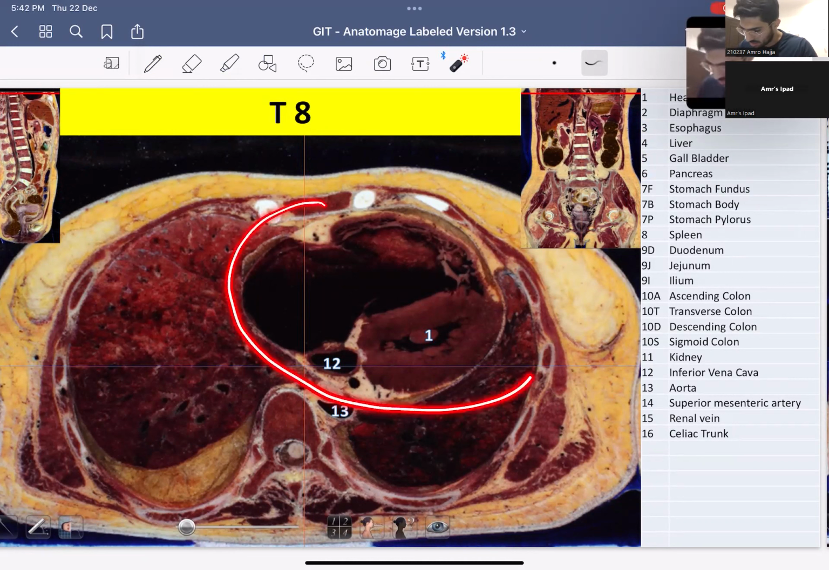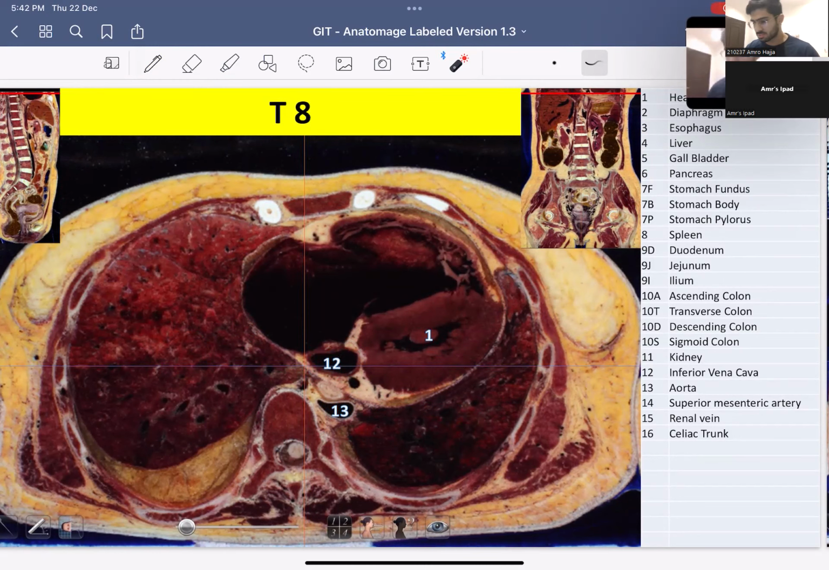This is basically the heart. Okay, so how to know that this is T8? We just see the lungs. Here we have the lung, and this is probably the lung, and here we have the heart. So this is T8. We see the heart, khalas, T8. Tamam. So this is basically the heart. Here we have the inferior vena cava, and here basically we have number 13, the aorta. Okay, this is a simple cross section. I'll just go over it quickly. I'm not going to ask any questions about it.